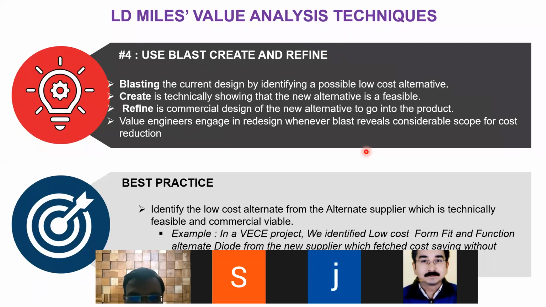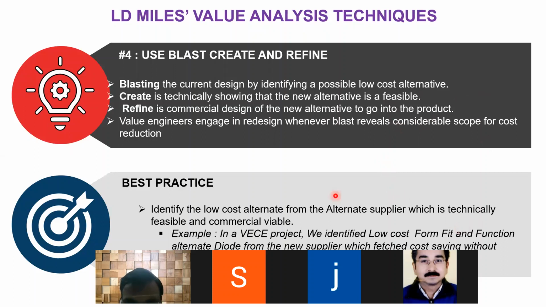This is what we have seen yesterday also, right? You have to blast, create, and refine. Now blast is nothing but you have to gather the maximum information and analyze the functions. Create is where we are going to create ideas, and refine is the one where we're going to implement ideas. So blasting is nothing but the current design, whatever our current process. You have to identify the possible low cost alternative by looking at the function. Then you have to create the new feasible alternatives. Then evaluate the ideas. Then you have to make those particular ideas come to implementation basically.